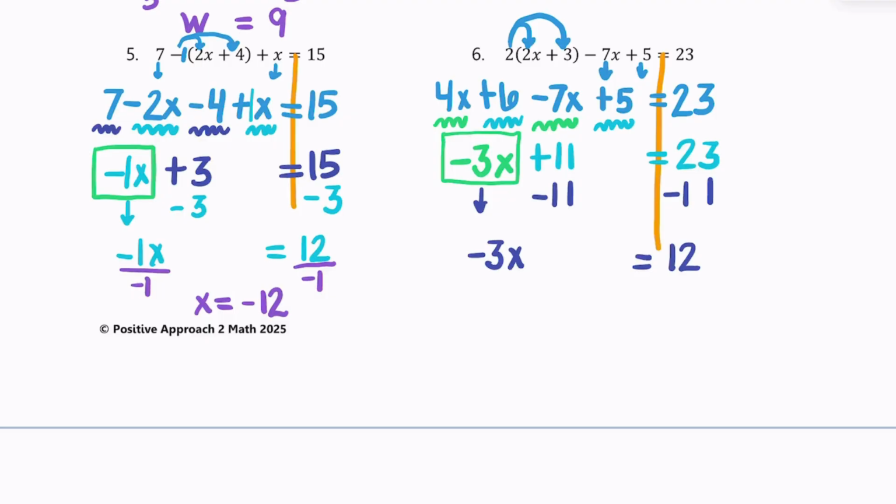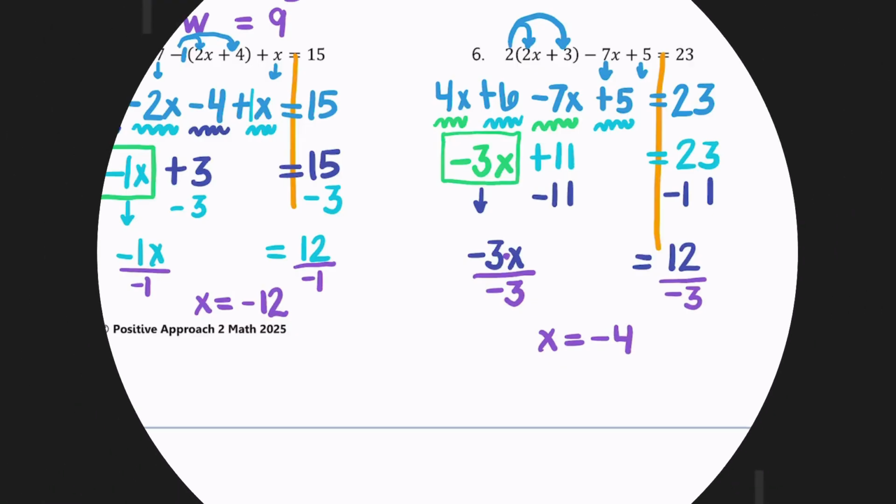12. And then last but not least, that says negative 3 times x. There's no plus or minus between that negative 3 and x, so that tells us they're being multiplied together. So I'm going to do the opposite operation to move over the negative 3. The opposite of multiplying by negative 3 is to divide by negative 3. So we divide both sides by negative 3, and we're left with x equals negative 4.